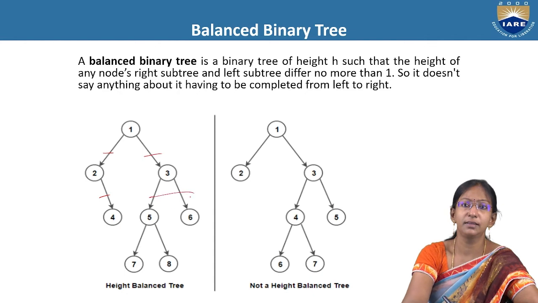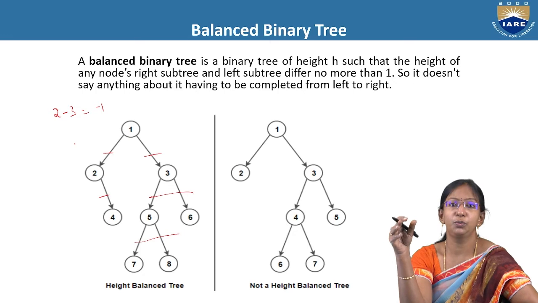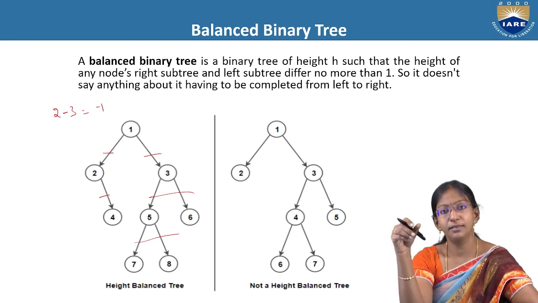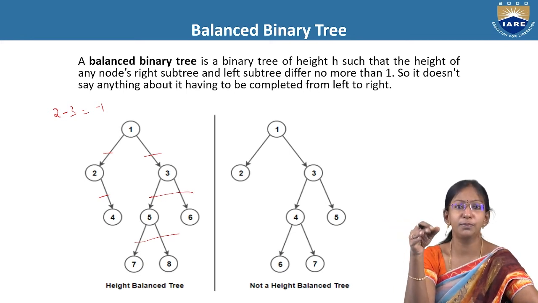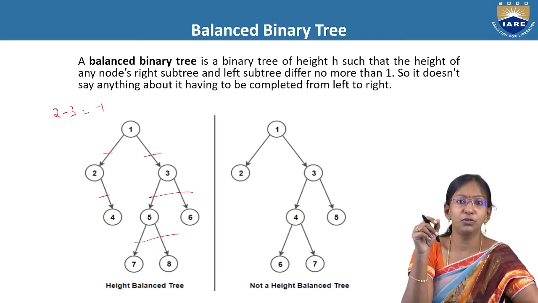right is 3. 2 minus 3 is minus 1, right? So what did I tell you? The difference between the heights of the left and right subtree must be either 1 or 0, plus or minus 1. It depends upon the height of left and right, so it will be either plus or minus 1.